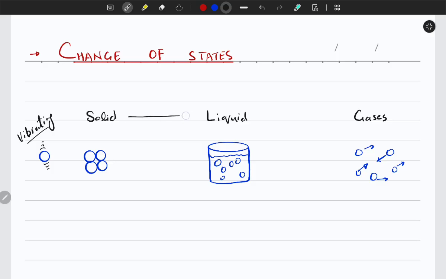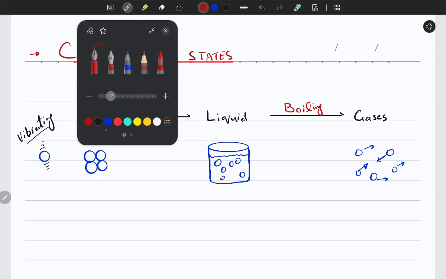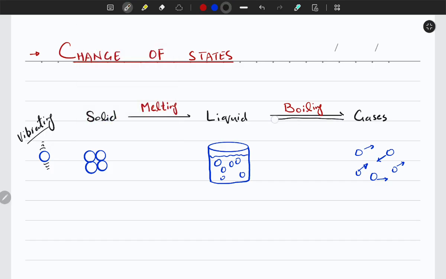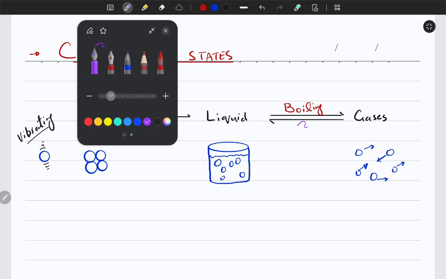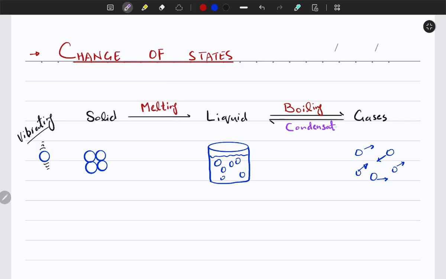If you change solid into liquid, that process is called melting. All right, and if you change liquid into gases, that process is called boiling. In the reverse direction, if you change gas into liquid, this process is called condensation. And if you change liquid into solid, that process would be called freezing, usually.